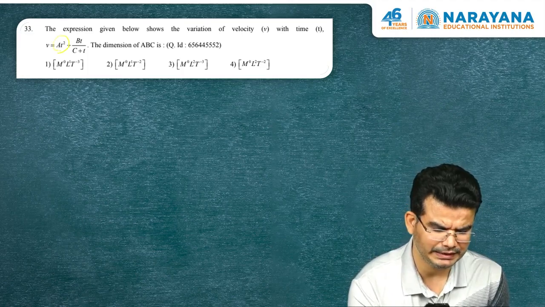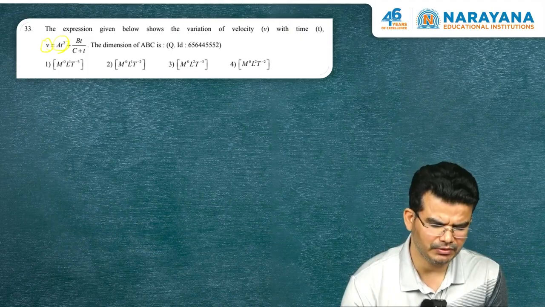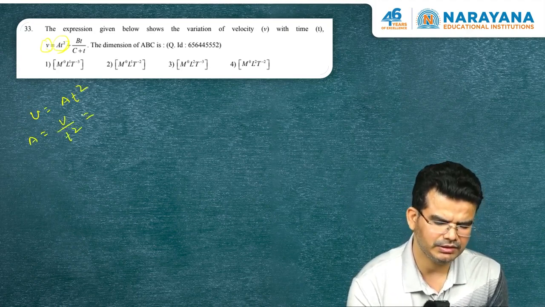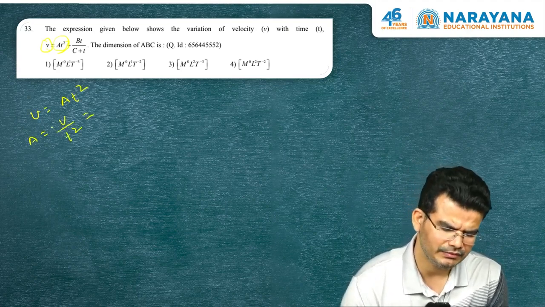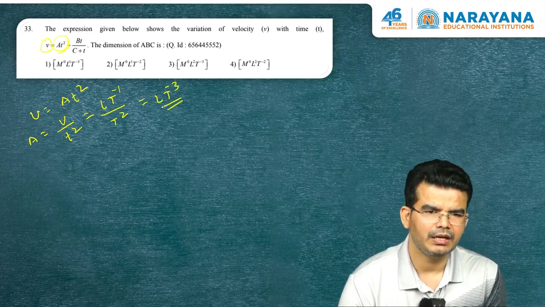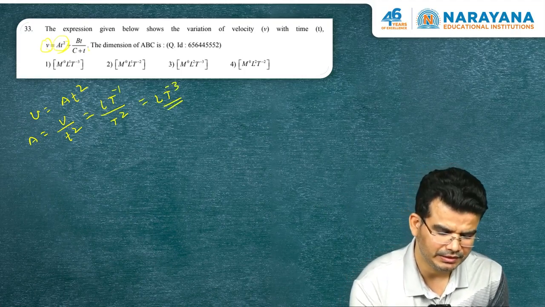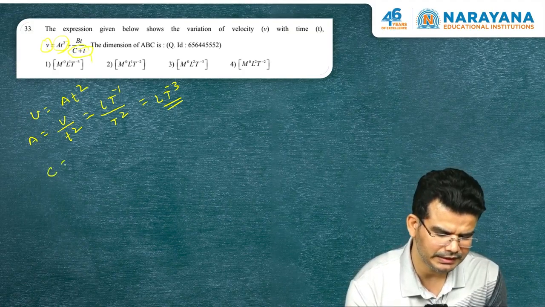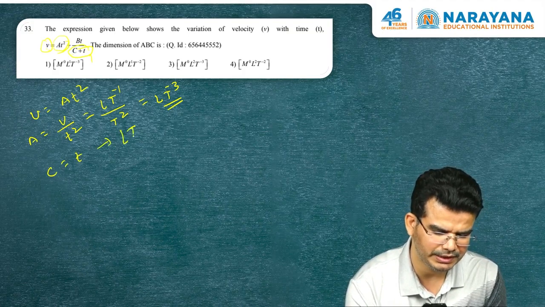So, I can say a t square and v are both sides, so dimensionally they should be equal. So I can say v is dimensionally equal to a t square. So a is dimensionally v by t square. Is it okay? V is L T minus 1 upon T square. So, a is coming L T minus 3, very simple. Now, what can we say about c? Dimensionally c and t should be the same, because c is added to t. So dimensionally c is equal to T, so its dimension is simply T.